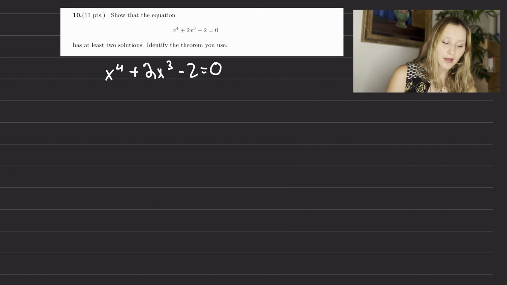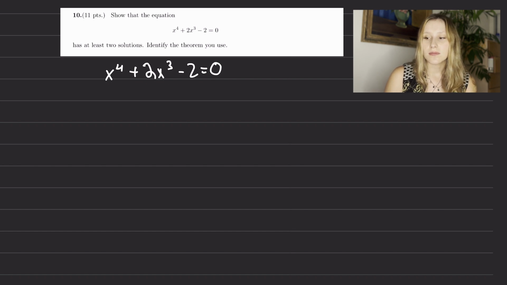My first thoughts are that we're going to use that. There's only a couple theorems in this course. It would be the fundamental theorem of calculus and the intermediate value theorem. There's a couple of rules, but these are the major theorems. And the mean value theorem as well, but here we're using the intermediate value theorem.